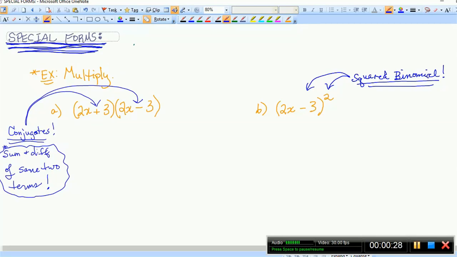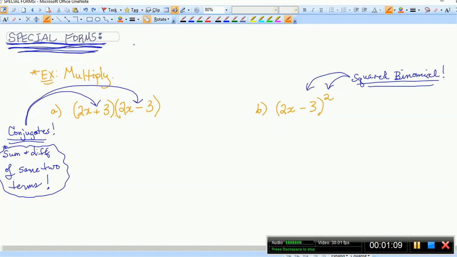For these examples, the directions are simply to multiply. What I have in part A is the product of two conjugates. If you remember, conjugates are just the sum and the difference of the same two terms. See, I have 2x and 3 in both of these. One's adding 2x and 3, the other one's subtracting 2x and 3. So we are tasked with just multiplying these. Let's go for it.